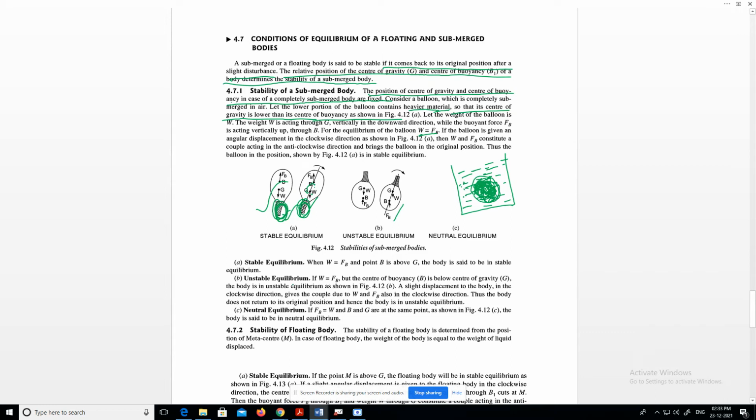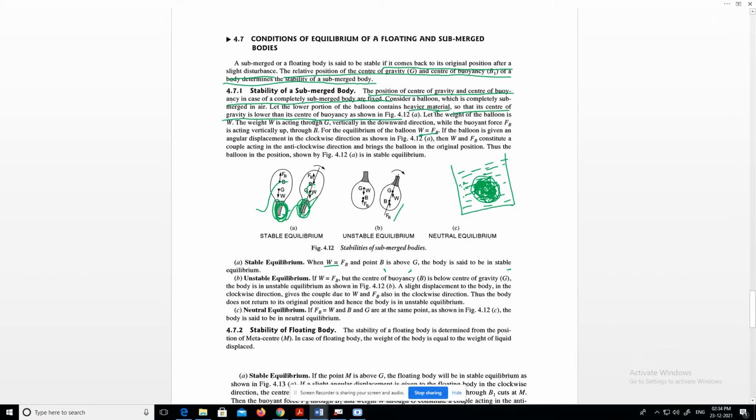Okay. How should stable equilibrium be? Buoyancy force and weight of the body should be equal, and the point B is above G. The point B is above G. Then the body is said to be stable.